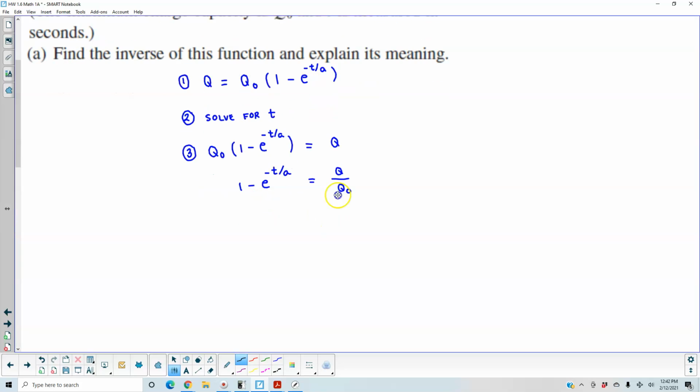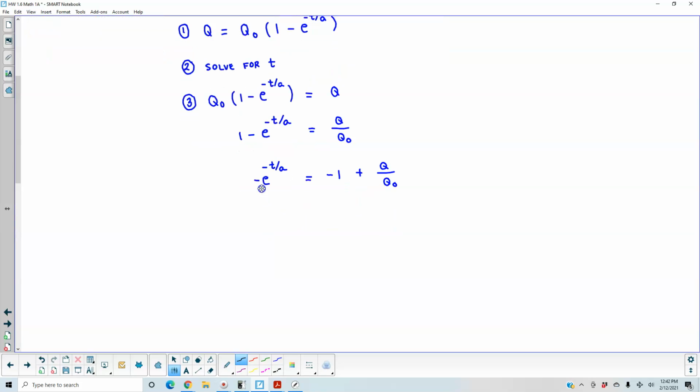Then we're going to subtract 1 from both sides, so we get negative e to the negative t over a, which is equal to negative 1 plus q over q subscript 0. Now we want to get rid of this negative, so we're going to divide both sides by negative 1, so we get e to the negative t over a, which is equal to 1 minus q over q subscript 0.